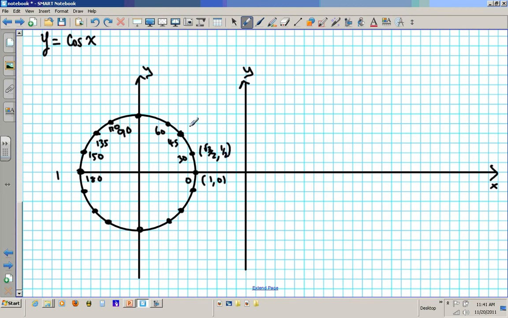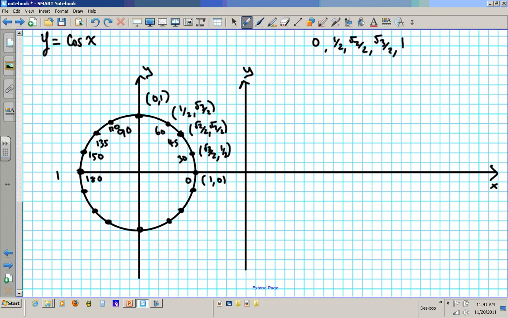And then you're going to have root 2 over 2 for both. And then this one is going to be 1/2, and then root 3 over 2, and then this is going to be 0, 1. Remember, we're following this continuum: 1, 1/2, root 2 over 2, root 3 over 2, 1. You always follow this pattern, okay?